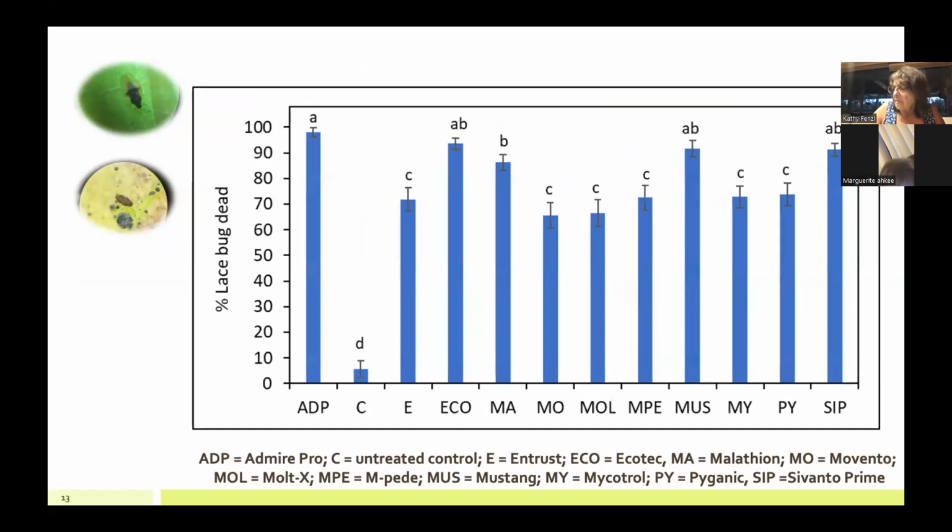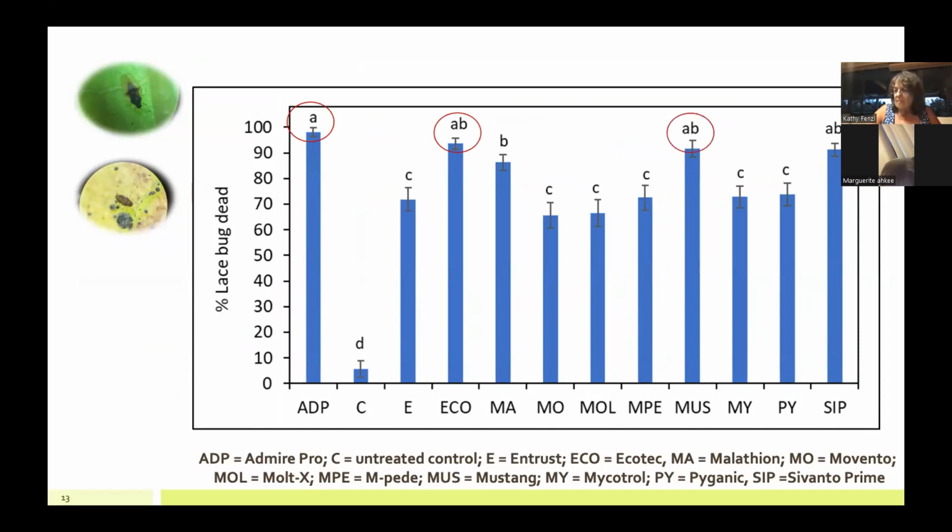But from our evaluation, there were 4 products that stood out. It was the Admire Pro. This was used as a foliar application. Ecotech, which was one of the organic products, showed really good control during our trial.